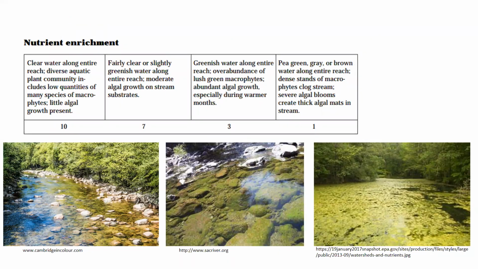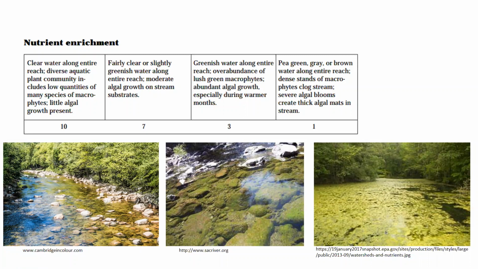So next is nutrient enrichment. If you remember from Tuesday, excess nutrients can rob a stream of dissolved oxygen, which is detrimental to the fish and other aquatic organisms that live there. You can visually assess the stream nutrient levels by looking at the amount of macrophytes or aquatic plants in the stream.